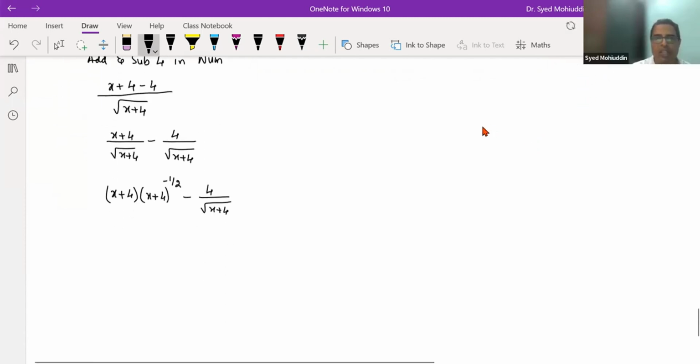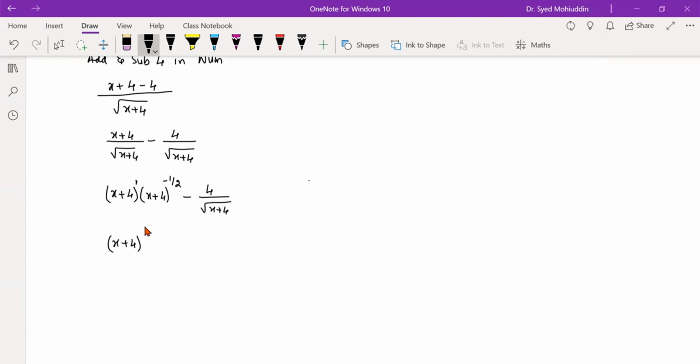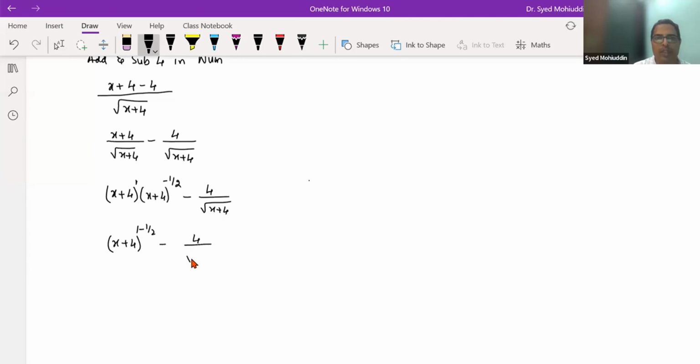Now let me apply the integral. Or let me write one more step. x plus 4, now this is power 1, right? So 1 minus half will be getting. This is 1 minus half. Minus 4 by root of x plus 4. Or this is nothing but x plus 4 to the power of 1 minus half, which is half, minus 4 by root of x plus 4.